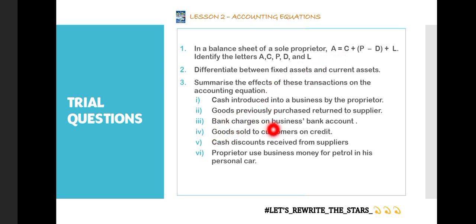The fourth one says goods sold to customers on credit. So the goods that we've sold to the customers, what will be the effect of that on the accounting equation? Once you sell on credit, what will be the effect on the accounting equation? Cash discounts received from suppliers. That one too, what will be the effects on the accounting equation? Then finally, the proprietor, which is the owner, uses business money for petrol in his personal car. So what will this also do to the accounting equation?